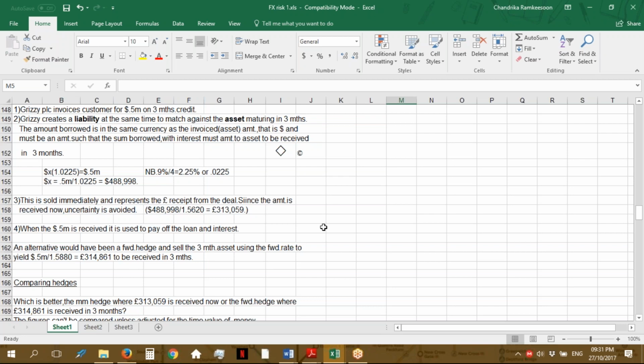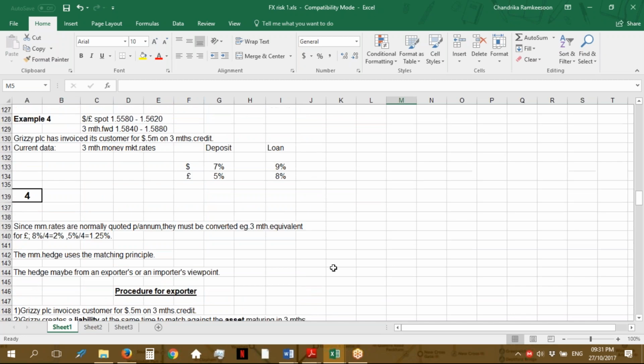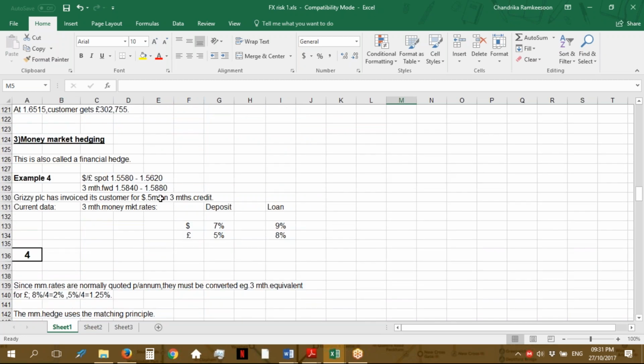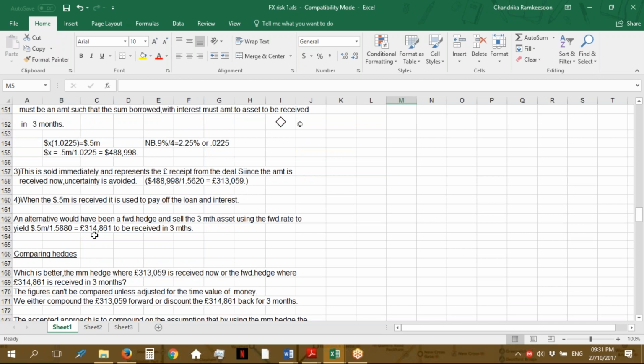Now, watch this. I told you that the question would normally expect you to work out a forward hedge as well. An alternative would have been to use a forward hedge and to sell the 3-month asset using the forward rate. So in other words, alternatively, we could have gone into the bank and said, look, bank, I'll have $500,000 come in 3 months. I'll need to sell it. Bank will therefore buy, and it's the forward. Bank will quote you a rate of 158.80. So we could have used that and collected 314.8 in 3 months.